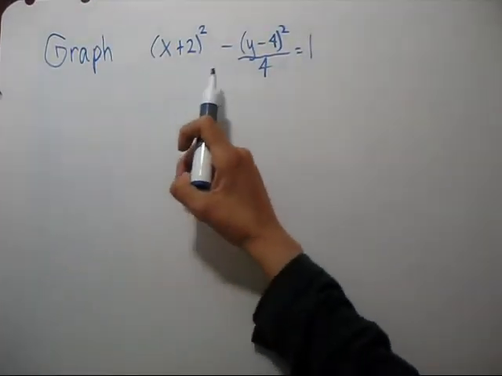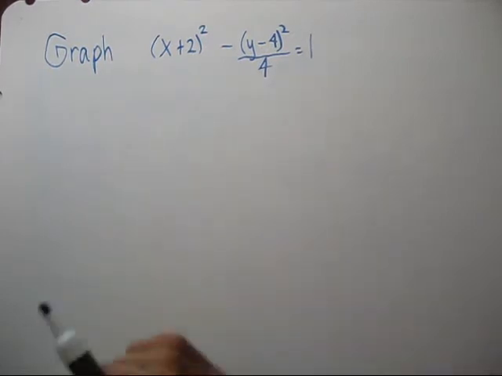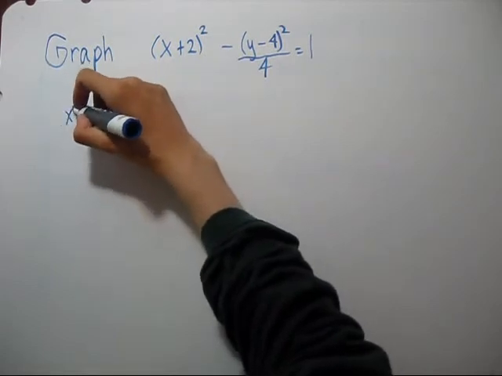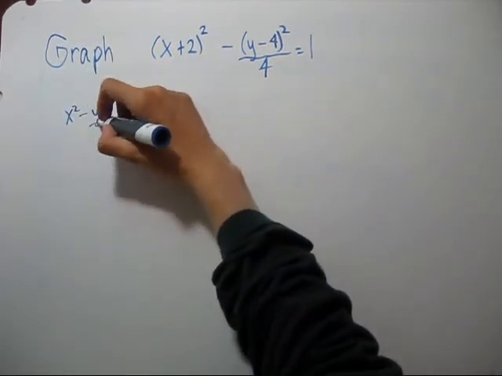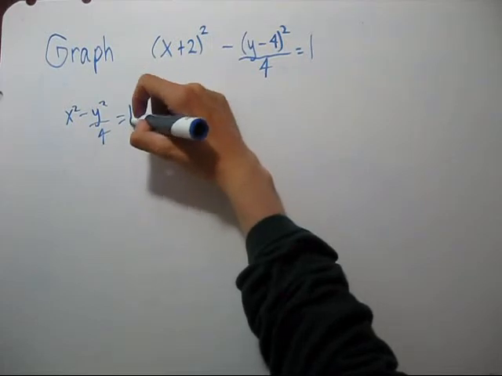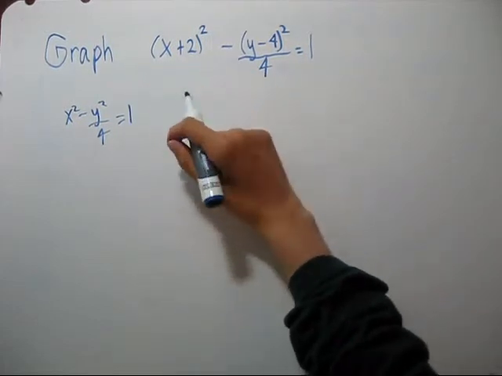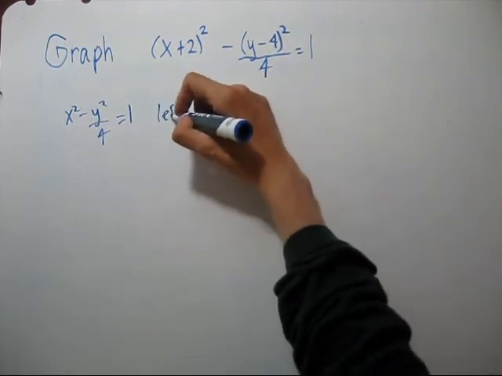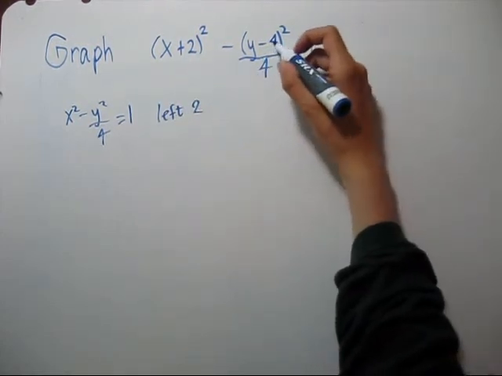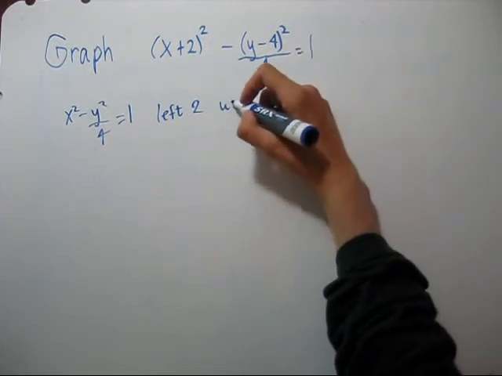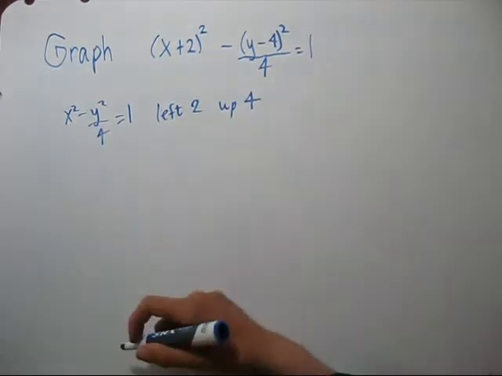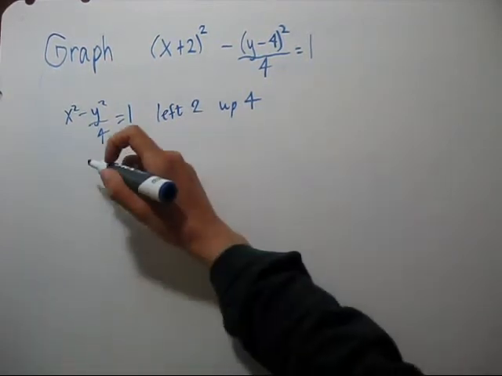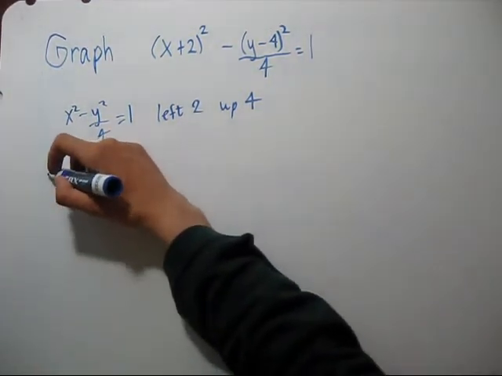Let's graph this hyperbola. Realize first of all that this is x squared minus y squared over 4 equals 1, and it's been translated. The x is replaced with x plus 2, so we're going left 2, and y was replaced with y minus 4, so we're going up 4. So all we have to do is graph this one, translate it. First thing to do is find intercepts.